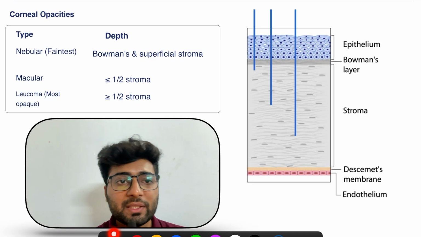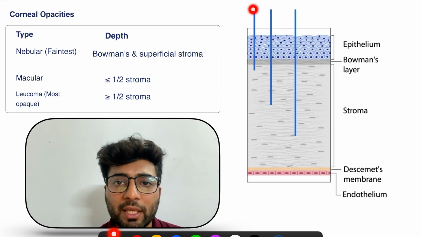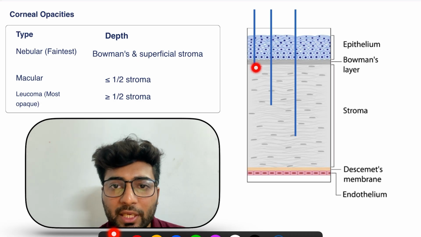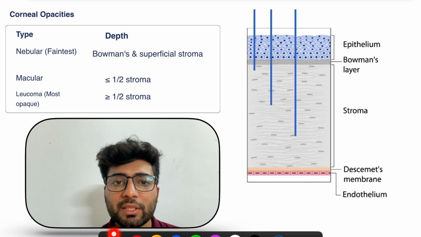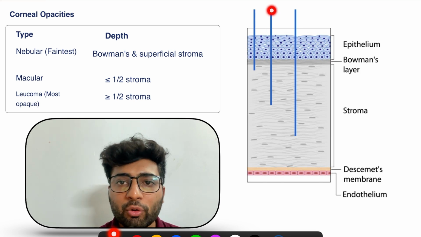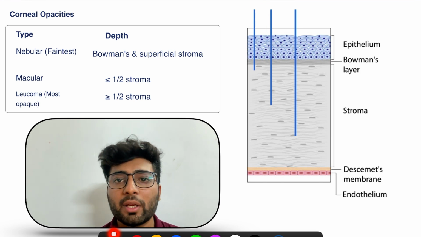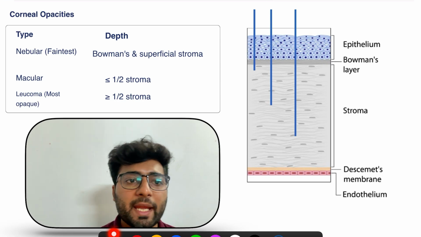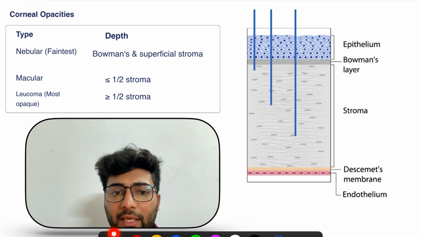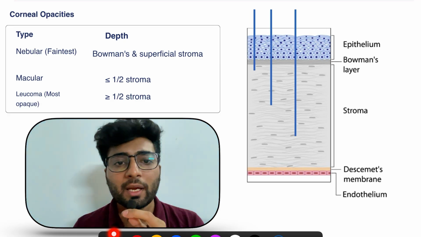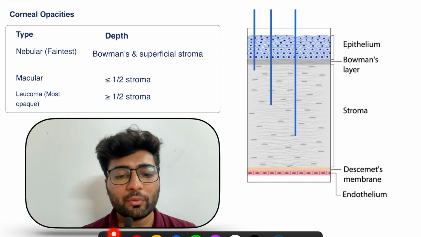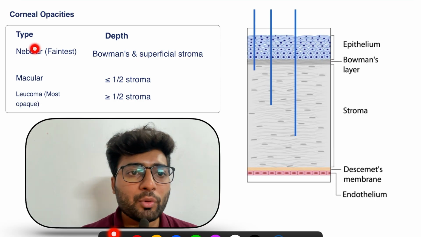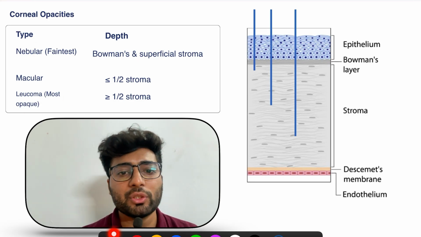Now why is this nebula faint? Because in nebula, the damage is only till here, the superficial layer of stroma and Bowman's. So Bowman's and superficial stroma, only this much is the damage. But in macula, it occupies less than half of the stroma. So the damage is down here. And in leucoma, it is greater than half of the stroma, more than half of the stroma. So that's why these three are different. Now, which is the faintest? Nebula is the faintest and the most opaque is leucoma.